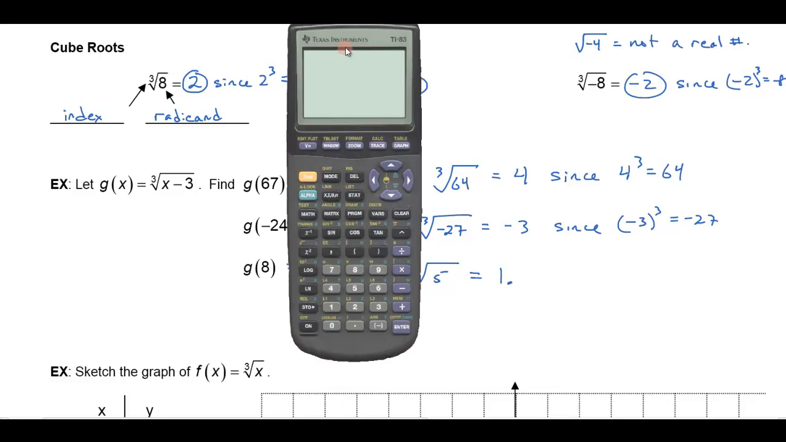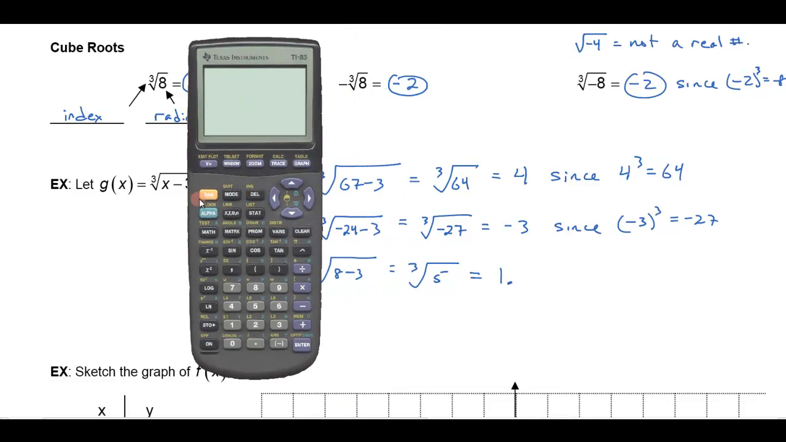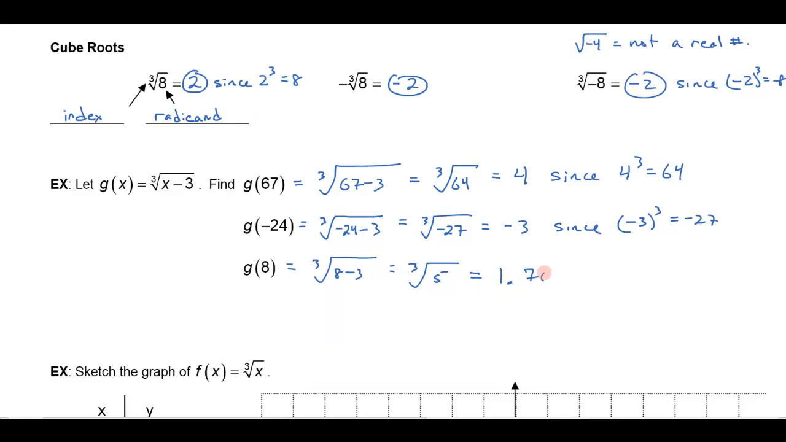Well, I can figure that out on my calculator. If you have a graphing calculator, under the math menu right here, there is a cube root button, and that would be number 4. So I'll take the cube root of 5, and that gives me somewhere a little smaller than 2, 1.7099, and so on. Okay, and it's going to be an irrational number. It will never terminate. It'll never repeat, so I might want to just round that off at 1.71.